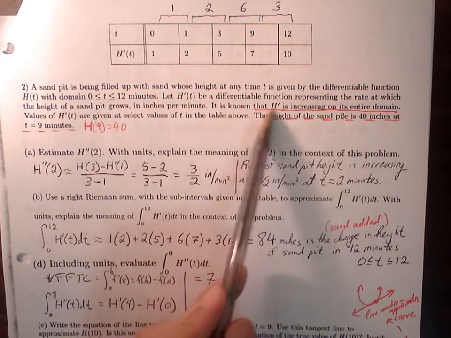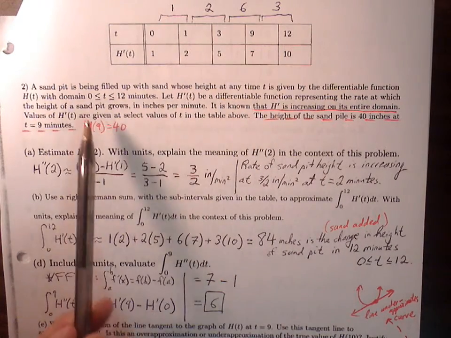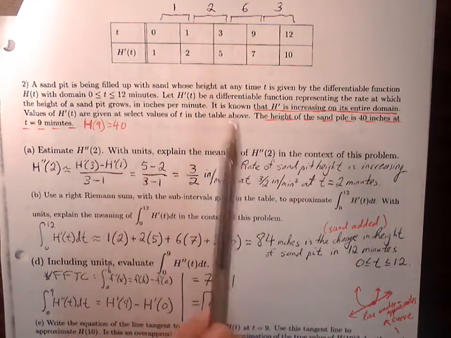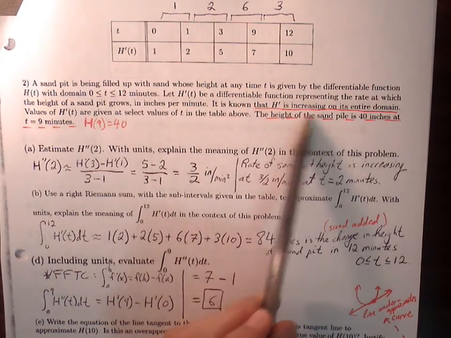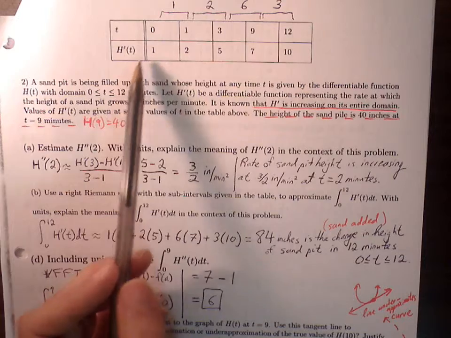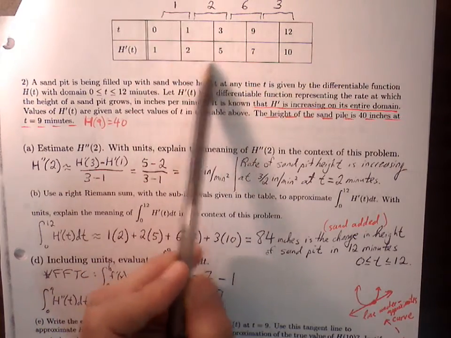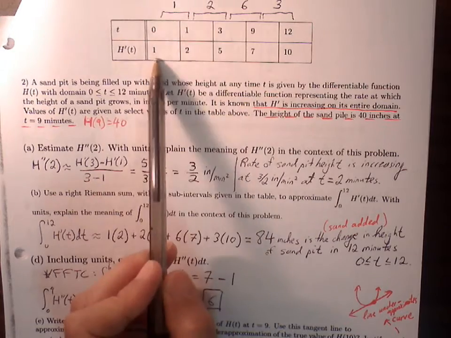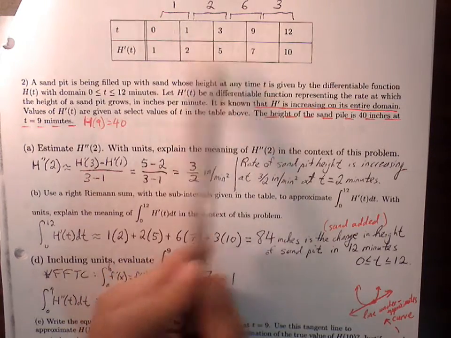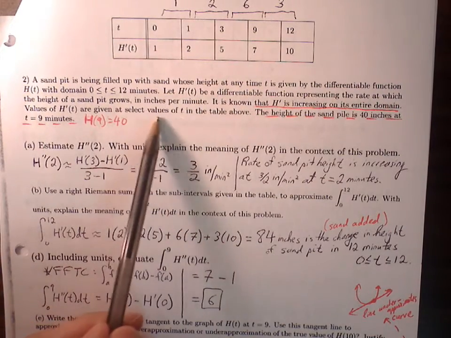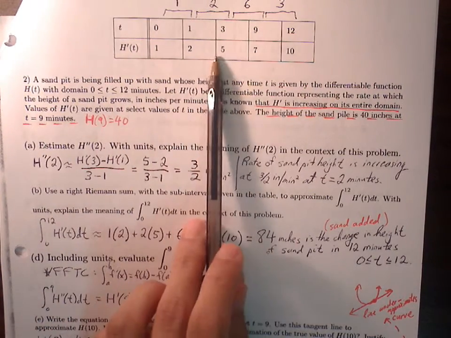H prime is a differentiable function representing the rate at which the height of the sand pit grows in inches per minute. It is known that H prime is increasing on its entire domain, so this H prime graph is always rising. We see it here, and we see that the graph is everything between is going to be increasing as well. Values of H prime are given at select values in the table above.